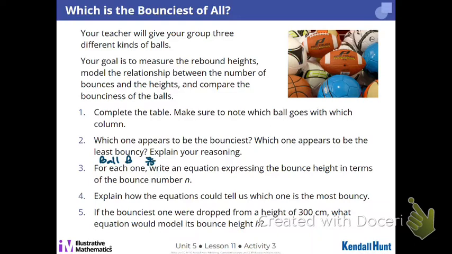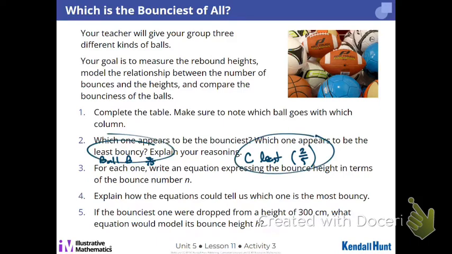Which one was least bouncy? Who can tell me and how they know? Sean? C. C was least. And did you get the factor for that one? 4/10. Yeah, I got 2/5. 4/10 is 2/5. So, of course, if it's losing 3/5, that's more loss than 3/10, right? So, less bouncy, least bouncy, most bouncy.